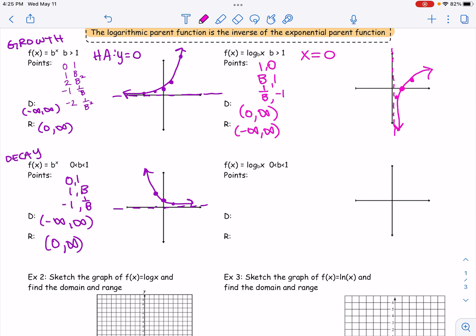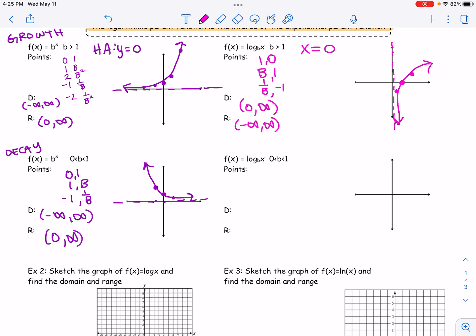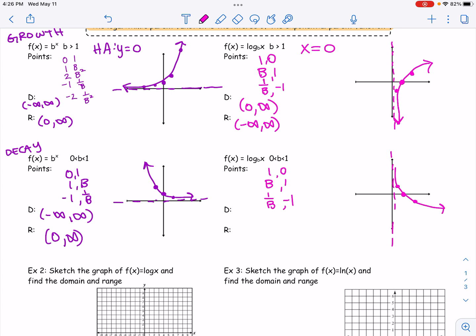Okay, and then let's try it if that number is less than 1 but bigger than 0. Still (1, 0), (base, 1), (1 over base, -1). But this time, when we graph it, (1, 0) is here. If I go to (base, 1), and base is a number less than 1, then I'm going to be closer to that value of 0 and going up. And then 1 over a base is going to be a number bigger than 1, and that's -1. So it's going to look something like this. Domain is still 0 to positive infinity. Range is still negative infinity to infinity.